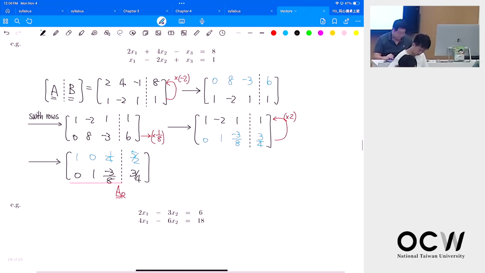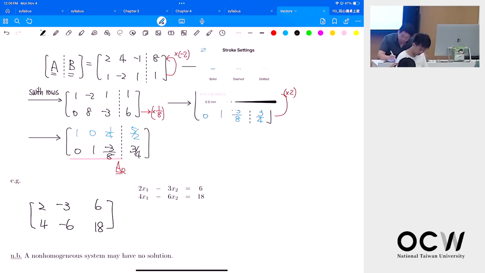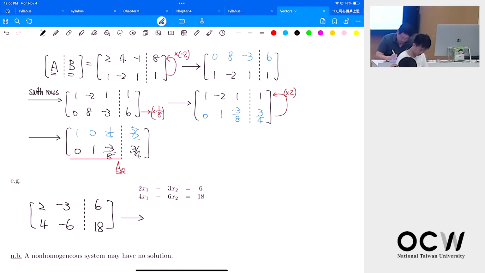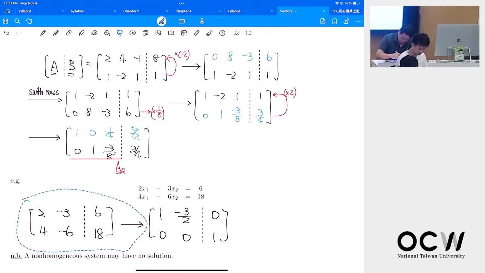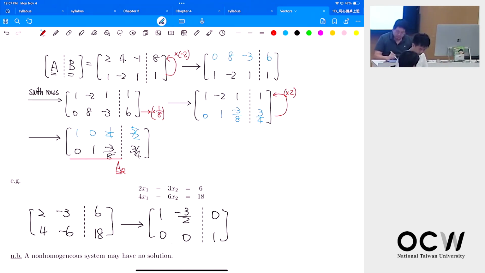Okay? Next one. I think with the next one, we can just end this class. I have 2, 4, minus 3, minus 6, 6, 18. And then once you do the row operations, you'll get, so here you will see that 0x1 plus 0x2 equals 1. So I have no solution.